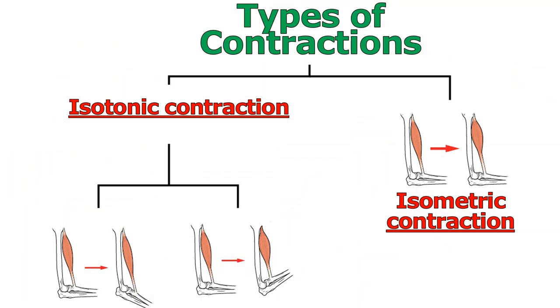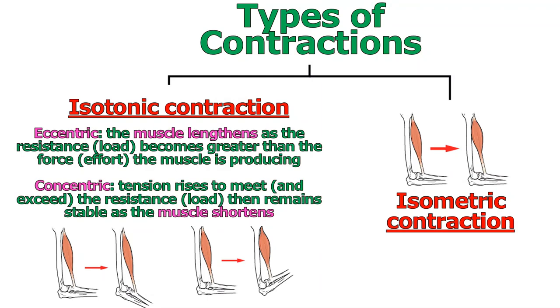Okay, as far as classes or types of contractions, you often hear about isotonic versus isometric. In an isotonic contraction, very simply, the load will move, and in an isometric contraction, the load will not move. So here are the nitty-gritty details.